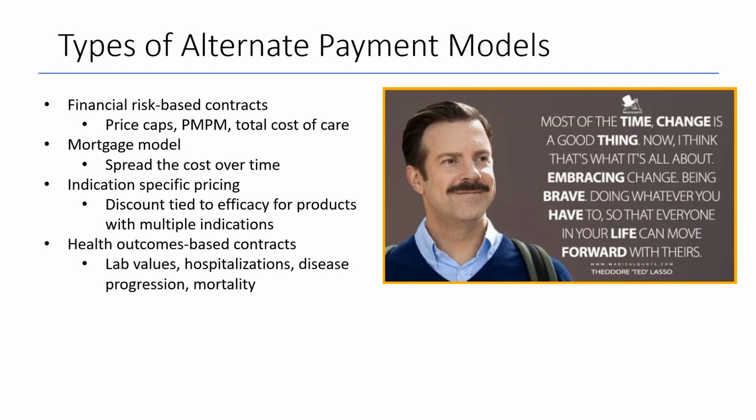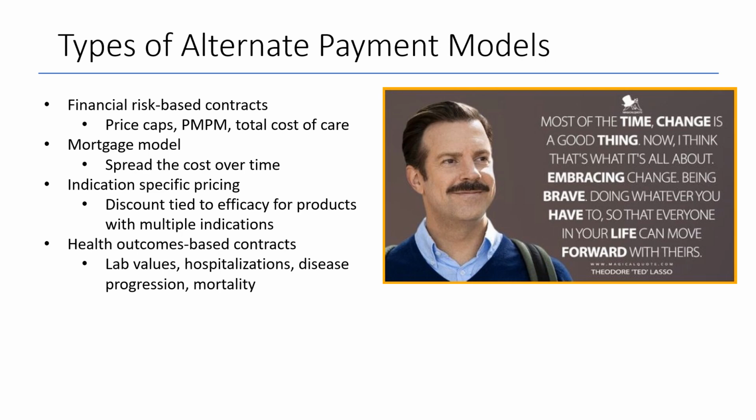So there are different types of alternate payment models or value-based contracts. You can have financial risk-based contracts, where you could put a price cap on something. You could do a per member, per month, total cost of care. And then there's a mortgage model. This is used, we're going to talk about gene therapies. And so they've talked about doing a mortgage model on a gene therapy that's a multi-million-dollar drug, and you don't want to pay for it all up front. So can you spread that cost over time?